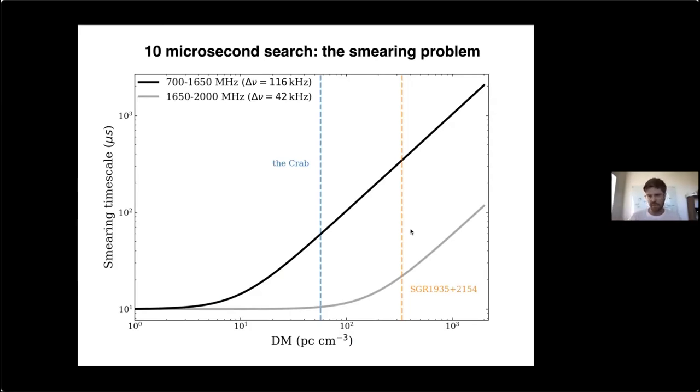So you can see for the gray curve, this is where we expect to do our search for supergiant pulses from pulsars that we don't know emit supergiant pulses, or from pulsars whose regular radio emission is not pointed towards us. So discovering new pulsars in this manner. And you can see we're still in the sort of 10 to 15 microsecond regime at 100 or a few hundred DM units. So similar to SGR 1935.